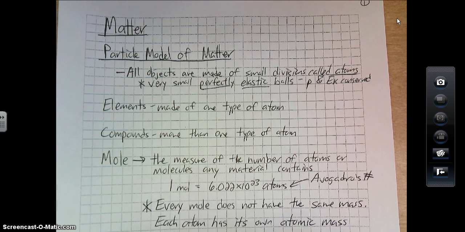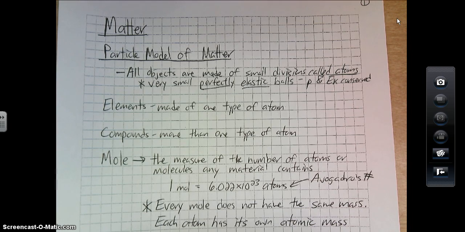Okay, so some basic definitions of things, which again I'm sure you're fairly aware of. Elements are made of one type of atom. Compounds are made of more than one type of atom. For example, compounds like water, H2O, there's both hydrogen and oxygen in there. Those are the things that we're talking about when we're differentiating between elements and compounds.